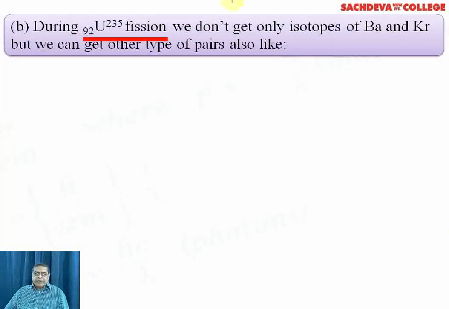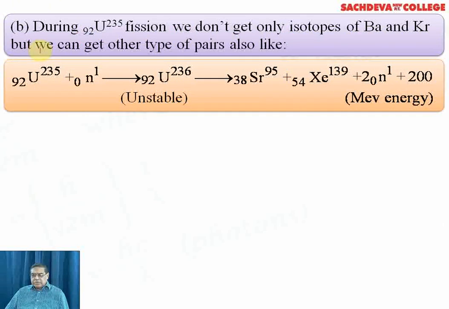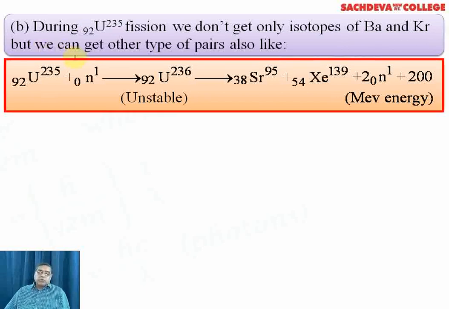During uranium-235 fission, we don't get only the isotopes barium and krypton. We can also get other pairs like strontium and xenon, as is clear from the equation. Uranium-235 is bombarded by a neutron, 0 and 1. There is formation of unstable uranium and it finally transforms into 38 strontium-95 and 54 xenon-139 with 2 neutrons and 200 million electron volts of energy per atom.